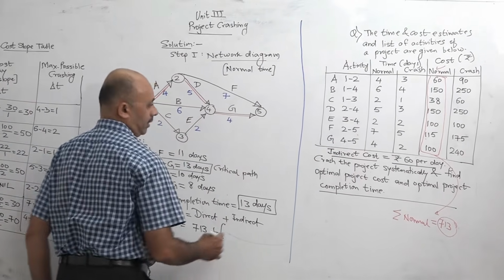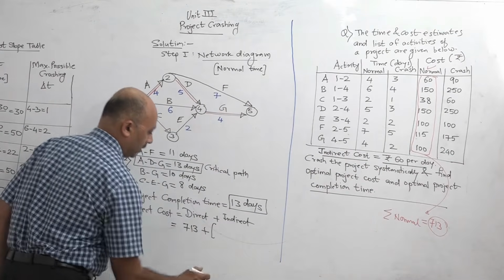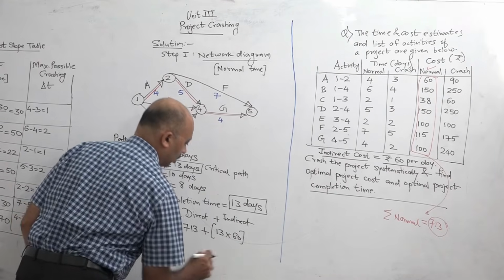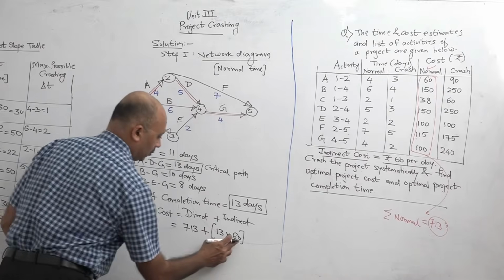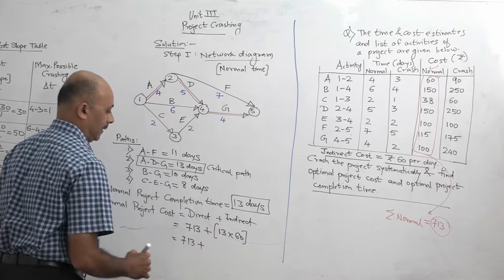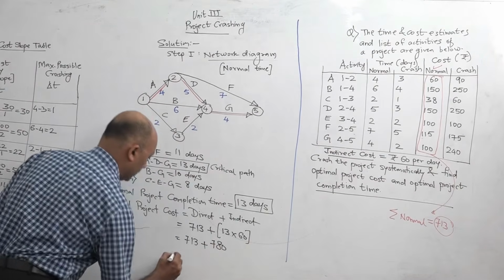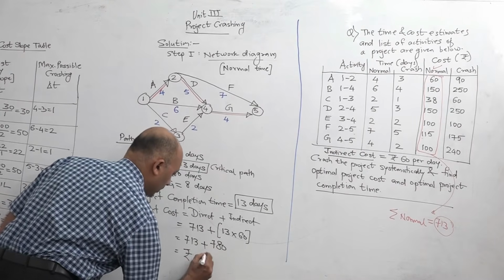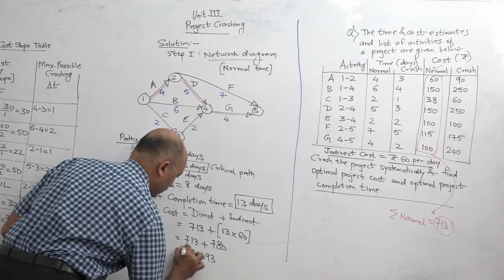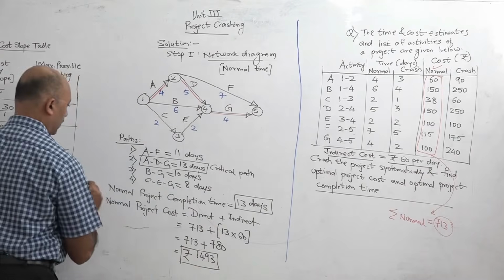Now indirect cost in the data is given as rupees 60 per day, and our completion time is 13 days. So 713 plus 13 into 60, because for 13 days, 60 rupees per day into 13. So that will be 713 plus 780. It means our total cost will be rupees 1493. Okay, so this is our answer number 1.